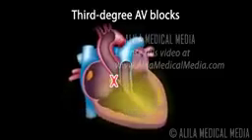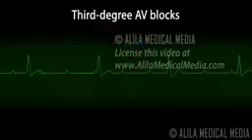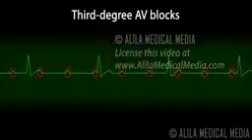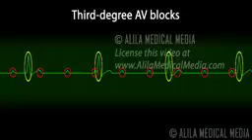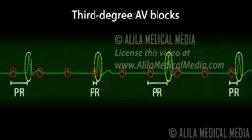On an ECG, 2 independent rhythms can be seen. A regular P wave pattern represents atrial rhythm, and a regular but unusually slow QRS pattern represents the escape rhythm. The PR interval is variable as there is no relationship between the 2 rhythms. Patients with third-degree heart blocks are at high risk of cardiac arrest. They require immediate treatment, cardiac monitoring, and pacemaker implantation.